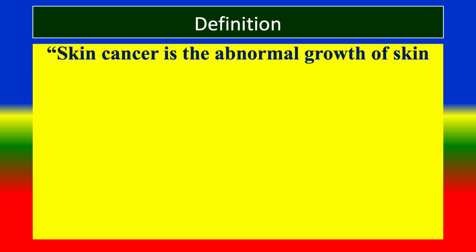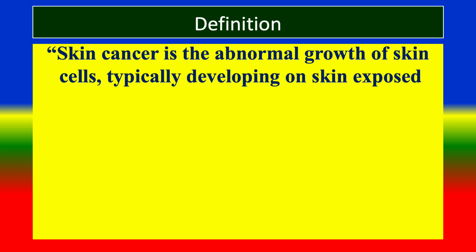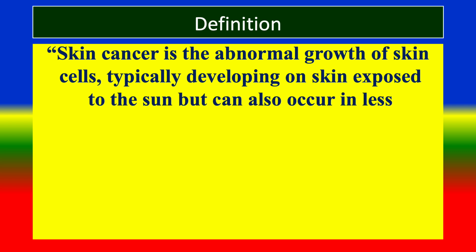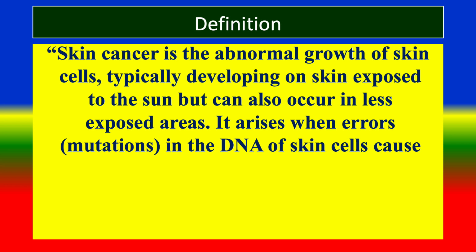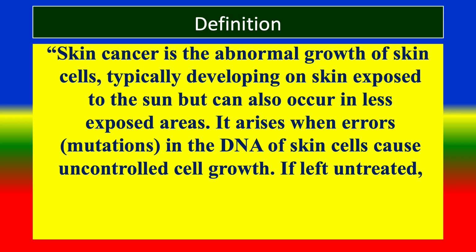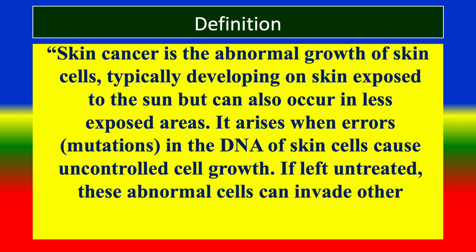Definition. Skin cancer is the abnormal growth of skin cells, typically developing on skin exposed to the sunlight. It can also occur in less exposed areas. It arises when mutations in the DNA of skin cells cause uncontrolled cell growth. If left untreated, these abnormal cells can invade other tissues and organs.